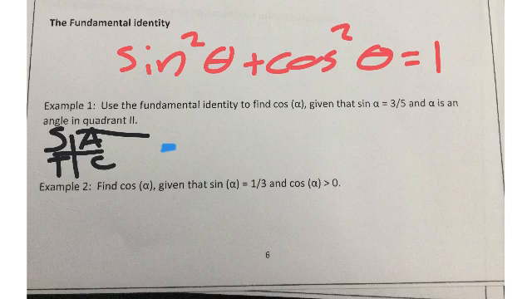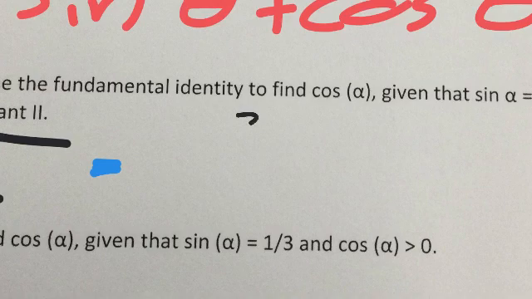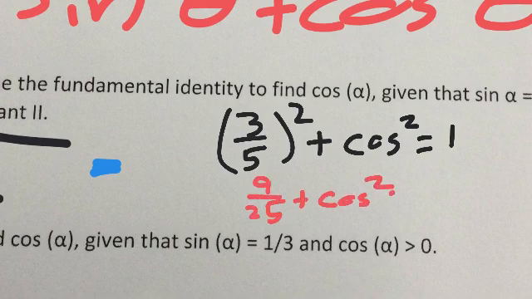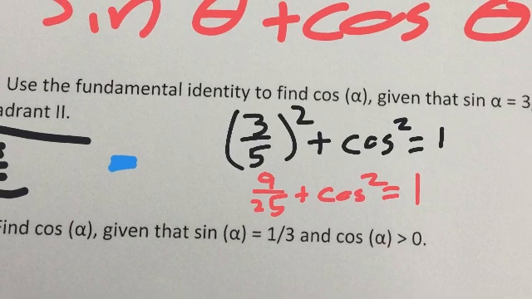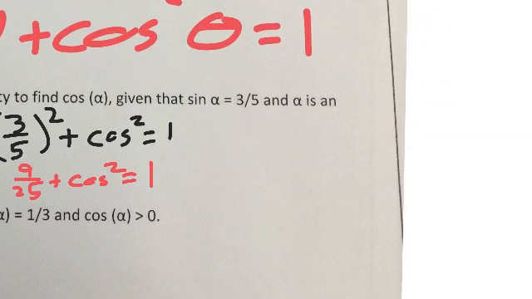Now we're going to solve for cosine. We want to get cosine by itself. So first thing, 3/5 squared. I'm going to have to rewrite this because I'm going to mess up my whole page. So give me just a second. So I've got 3/5 squared plus cosine squared equals 1. Now 3/5 squared is 9/25 plus cosine squared equals 1. It's still not going to let me do it. Okay, I'm just going to go sideways.